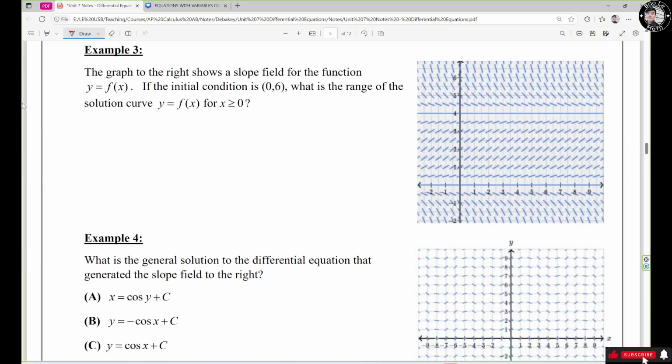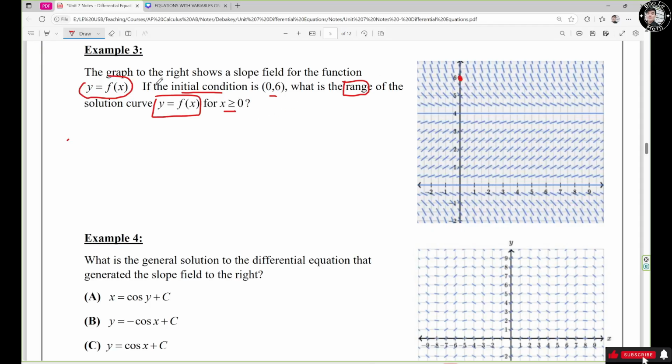Now let's move on to example number 3. The graph to the right shows a slope field for the function y equals f of s. If the initial condition is 0, 6, what is the range of the solution curve y equals f of s for s greater than or equal to 0, right? Alright, now you're going to start from the initial condition. It's going to be 0, 6. So you have the point 0, 6 right here, right?